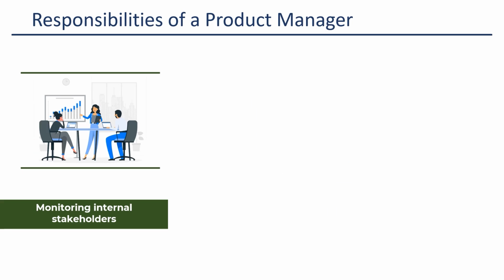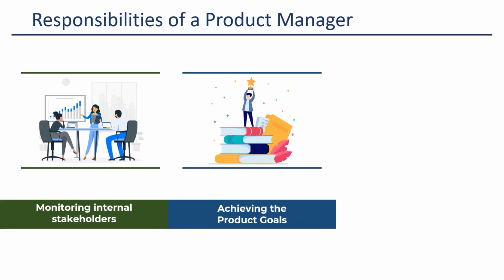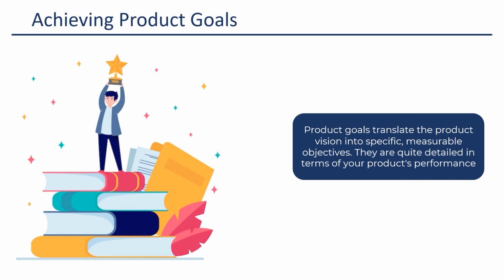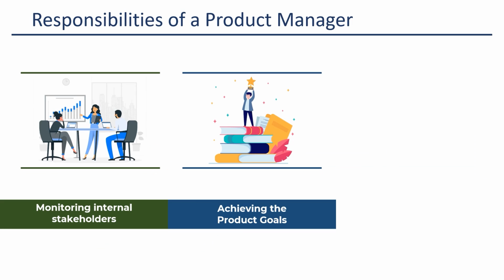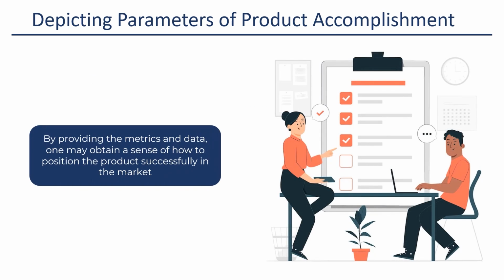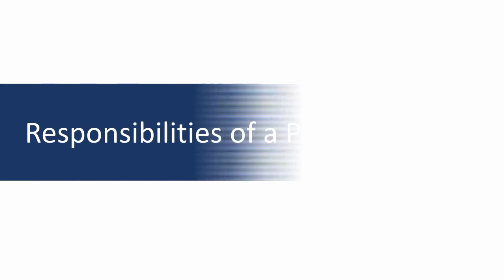The next responsibility of a product manager is to achieve the product goals and objectives. Product goals translate the product vision into specific, measurable objectives. They are quite detailed in terms of your product's performance after it is completed and how you'll measure it. The last responsibility of the product manager is depicting the parameters for product accomplishment. By providing the metrics and data, one may obtain a sense of how to position the product successfully in the market. Now let's move toward the responsibilities of a product owner.